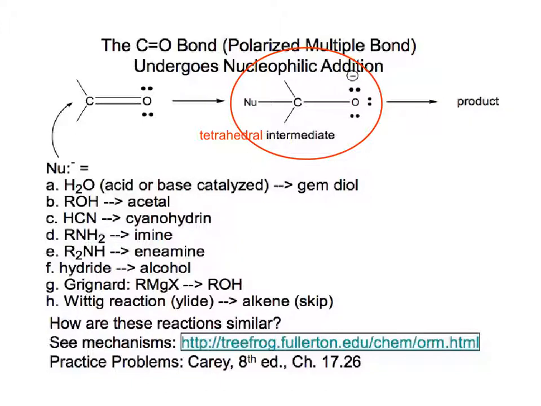So in this video, we're going to look at the Grignard reaction and the cyanohydrin formation. In the next video, we're going to look at the nucleophile being either water or an alcohol to form an acetal. And in a future video, we'll look at the formation of imines and enamines with nitrogen nucleophiles. And when the nucleophile is the hydride ion, the reaction is a reduction of an aldehyde or ketone to an alcohol. The hydride comes from lithium aluminum hydride or sodium borohydride.